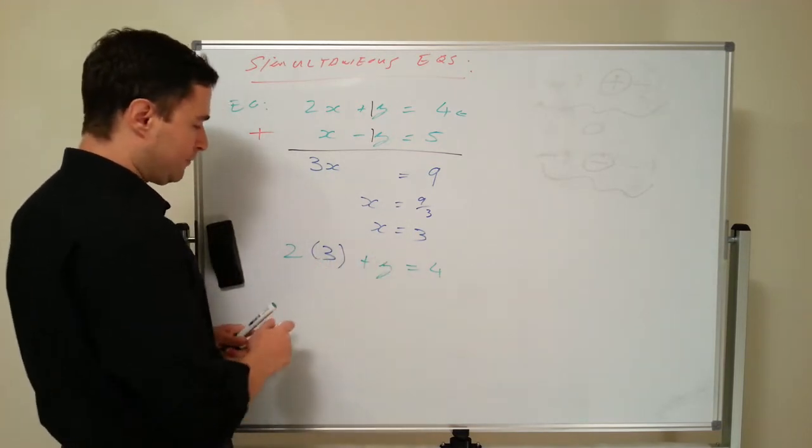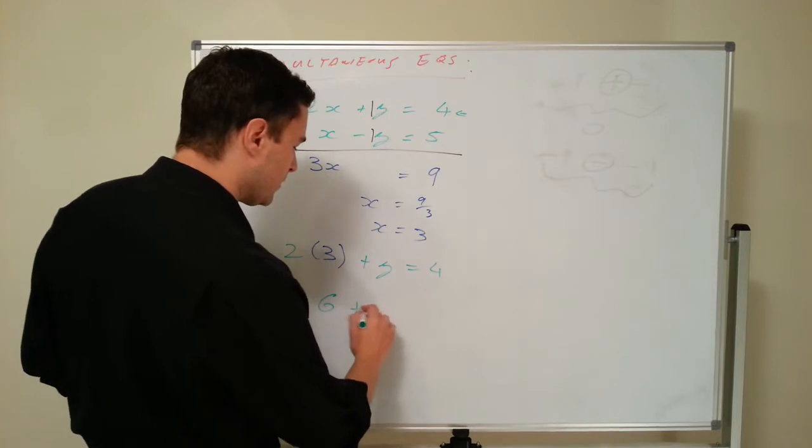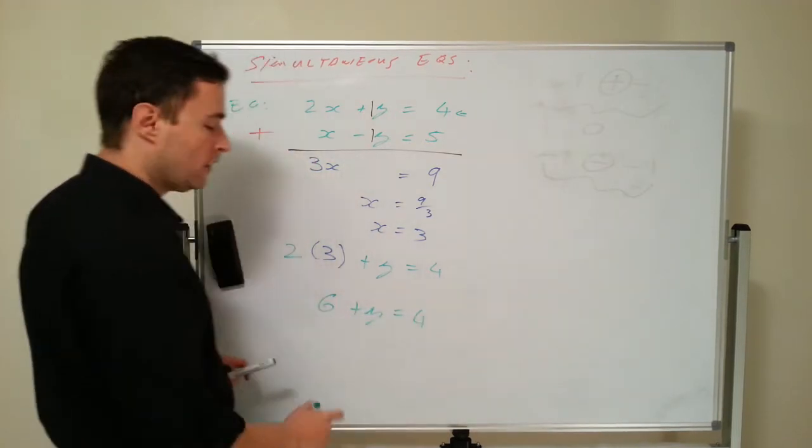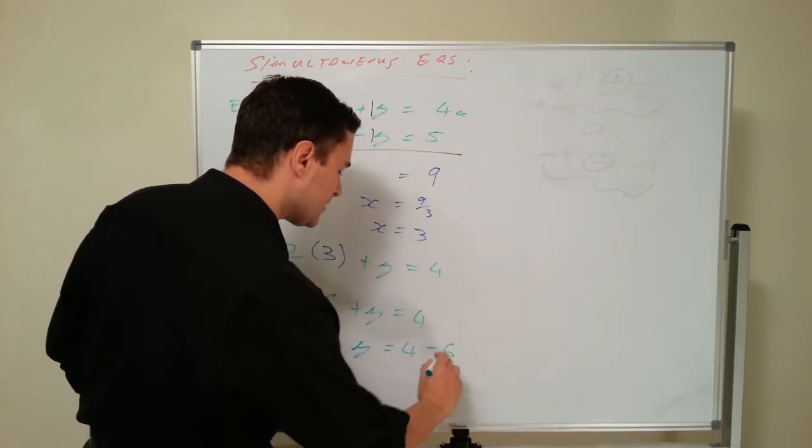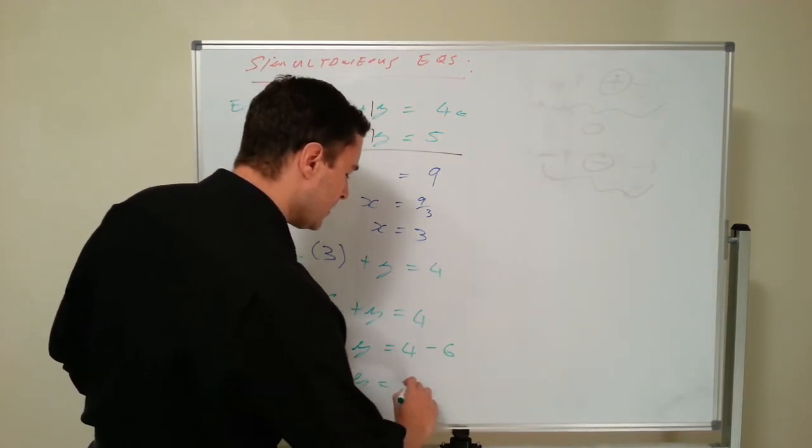Okay, so let's tidy things up. 2 times 3 is 6, plus y equals 4. Opposite of plus 6 is minus 6. y equals 4 minus 6. y equals negative 2.